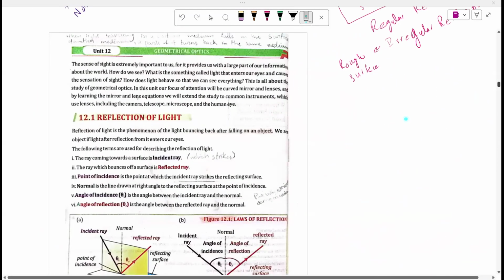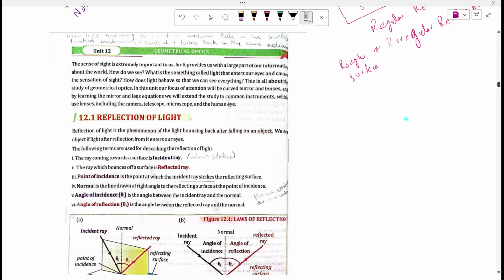We know that light gives us energy to see the things around us. The sense of sight is extremely important to us, for it provides us a larger part of information about the world. How do we see? With the help of light, which enters our eyes and causes a sensation of sight. This is the definition of light: light is a form of energy which gives us the sensation of sight. So the very first thing, reflection of light is the phenomenon of light bouncing back after falling onto an object. We see an object if light reflected from it enters into our eyes.